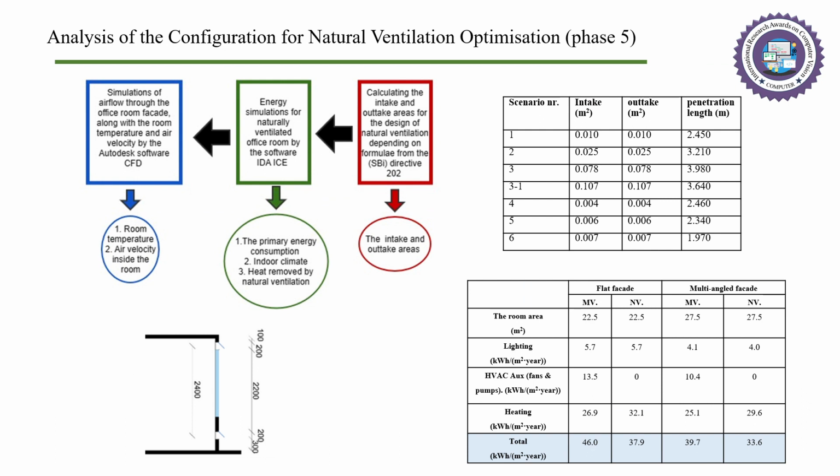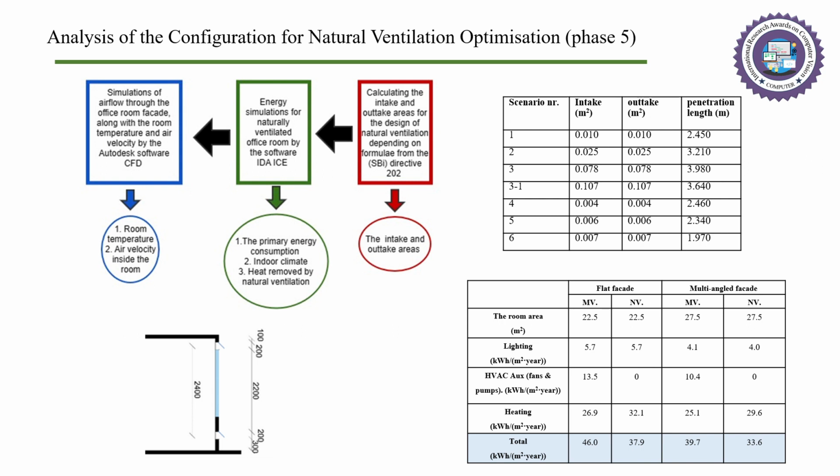The method for investigating the potential of the multi-angled facade system in improving natural ventilation was conducted in 3 main steps as shown in the figure at the top left. First, the intake and outtake areas were designed depending on formulas from SBI Directive 202 from the State Building Research Institute, as shown in the table at the top right.